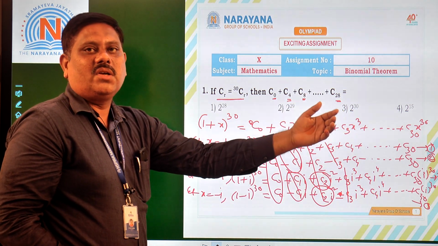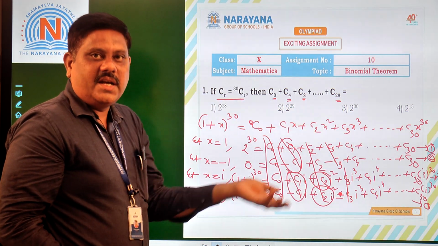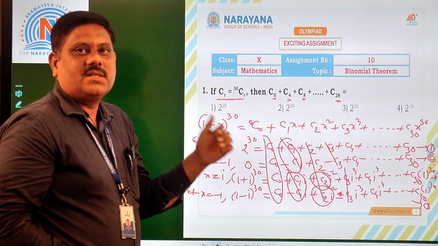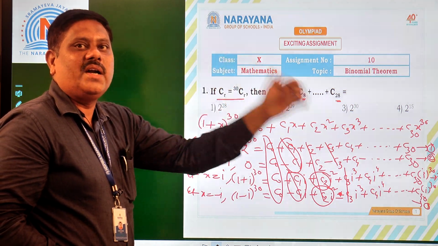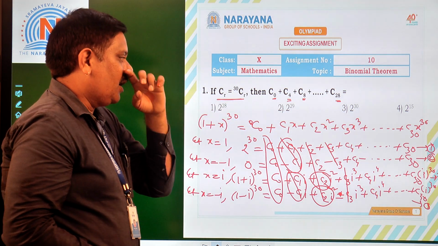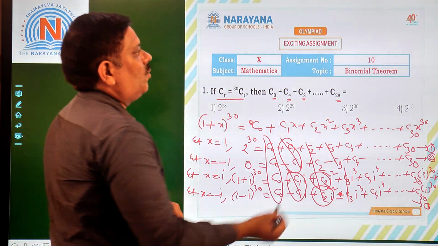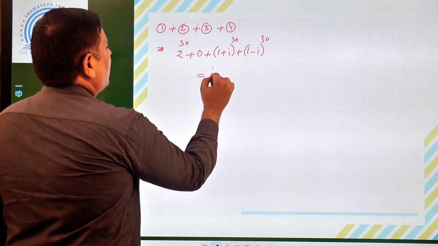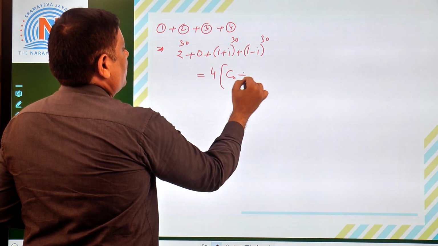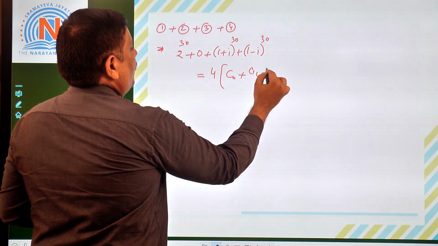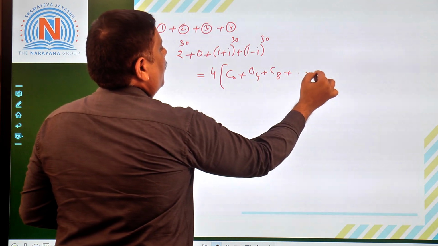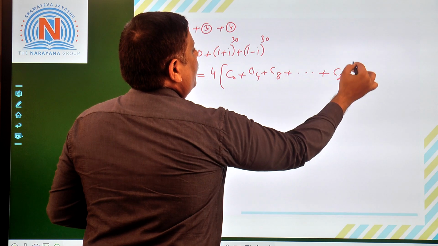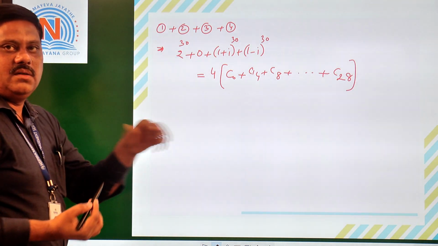This pattern is observed even for C8, C12, C16, and so on till C28; they remain. The rest of the terms will be cancelled. So what I can conclude here is that this is going to be 4 times of C0 plus C4 plus C8 plus so on plus C28. The rest of the terms will be cancelled with one another.